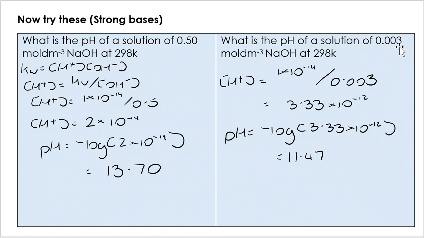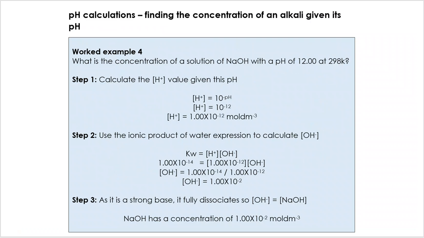And look, as it's getting more dilute, the pH is going down, closer to neutral, exactly as we would expect. But we have another calculation to consider, and this is finding concentration given pH, just like we did for acids, but it's slightly more complicated. Pause this, have a look at the worked example, and then try and put it into practice in the examples that follow.